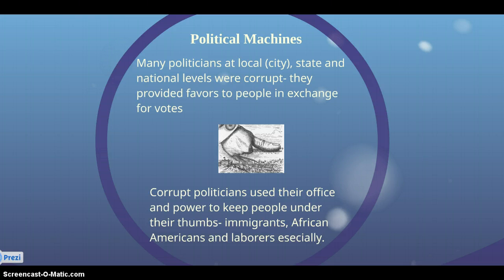And you can see here in this political cartoon that a politician with a rather large hand and large thumb really kept everybody under his thumb at that time. So that corrupt politicians are using their office and power to keep people under their thumbs. And this is especially true in the cities, obviously East Coast cities in particular, where large numbers of immigrants arrived between 1880 and 1920, as we learned in a previous lecture. And a large number of African Americans were there, and these folks needed help. They needed money in many cases to pay rent, to buy food, clothing. And the politicians that were willing to corrupt themselves were willing to provide that help in return for votes.